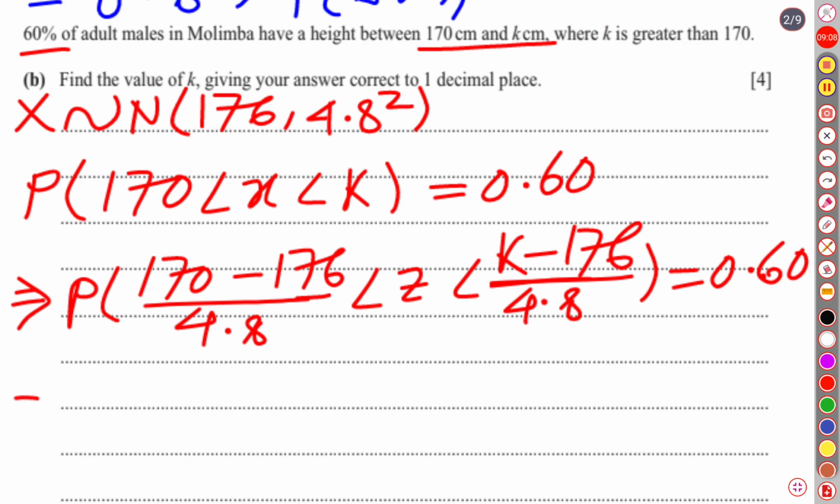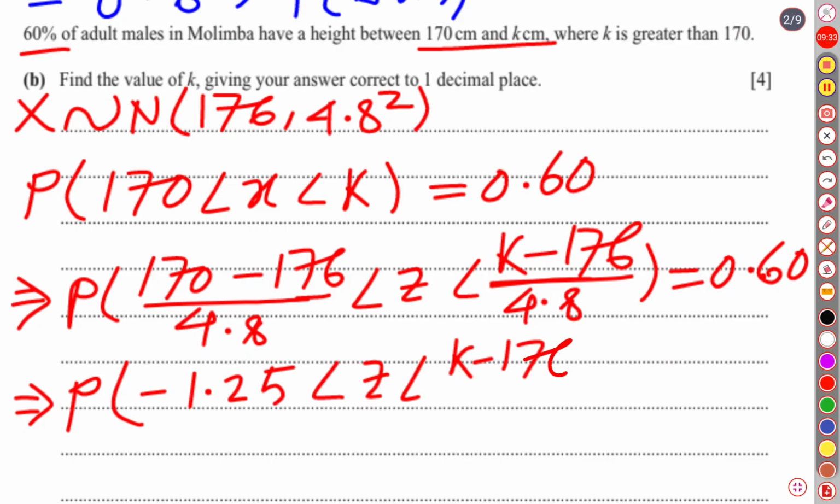Well, then first the z-score must be negative because the positive value is less. In the previous one we have used the same z-score, that is 170, I mean 6, divided by 4.8. So it is going to be negative 1.25. Already we have used this in the previous solution. Less than z and less than (k minus 176) over 4.8, equal to 0.60. Well, now we'll have to see the scenario, what it actually indicates.